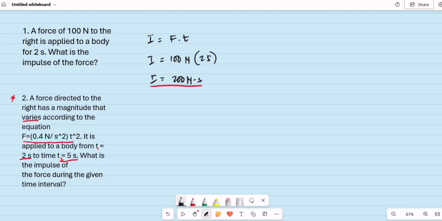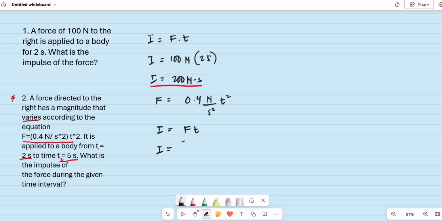So what are the given? Let's just rewrite the equation. F is equal to 0.4 Newton per second squared times t squared. So again, how do we compute for impulse? Impulse is equal to the force times the time. But take note that these are varying values. So therefore, we are to apply calculus.